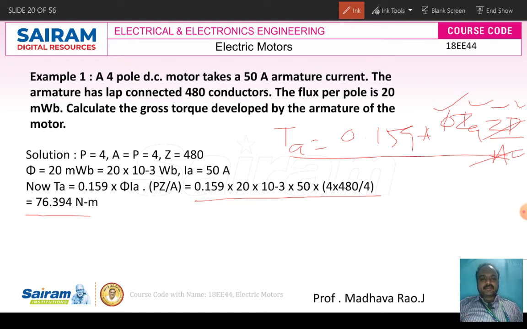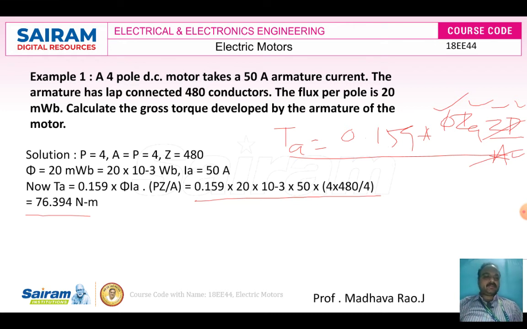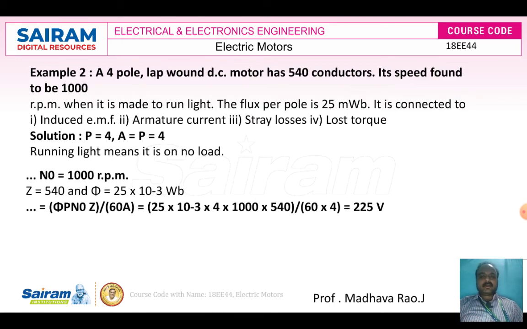So this is one of the important problems. We have to learn, we have to practice, and we will move to another problem based on the torque equation. A 4-pole lap wound DC motor has 540 conductors. Its speed is found to be 1000 RPM when it is made to run light, and the flux per pole is 20 milliwebers.